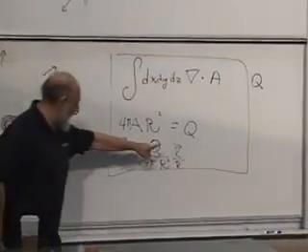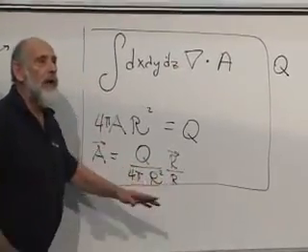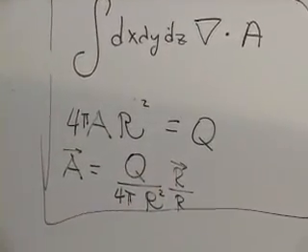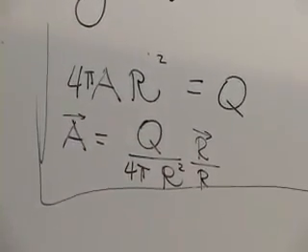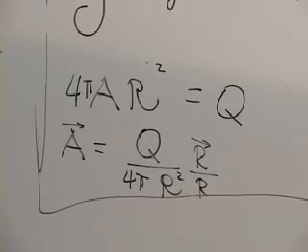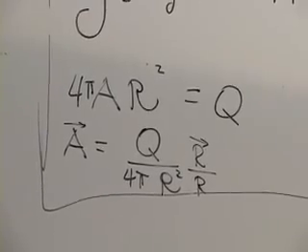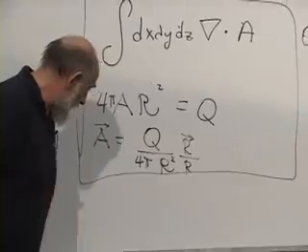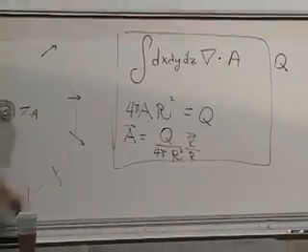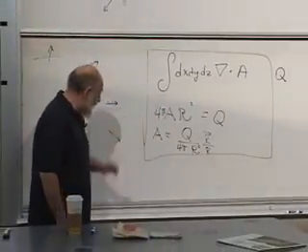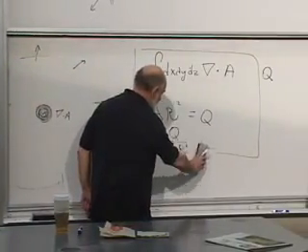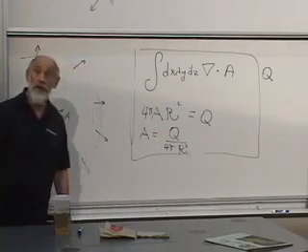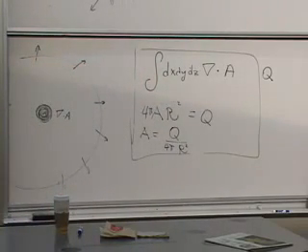Do you know what this r hat, this r over r is? It's a unit vector pointing in the radial direction. It's a vector of unit length pointing in the radial direction. Right. So it's quite clear from the picture that the A field is pointing radially outward. That's what this says over here. Right. In any case, the field points radially outward. It has magnitude Q, and it falls off like 1 over r squared, exactly like the Newtonian field of a point mass.